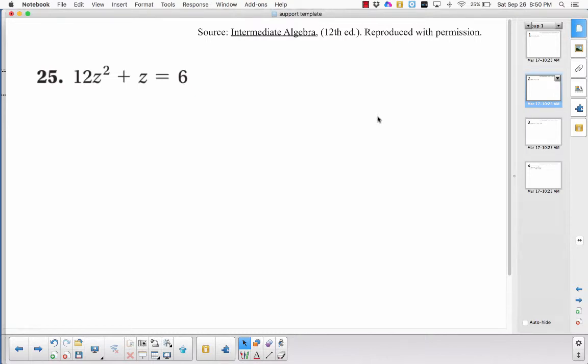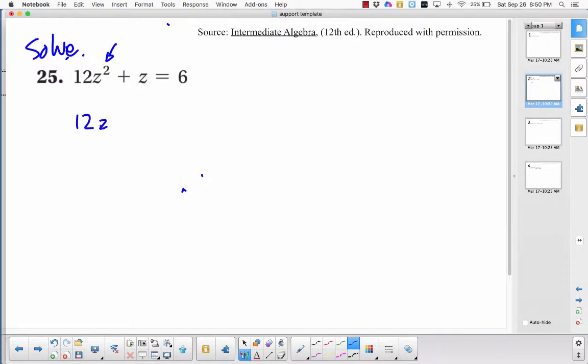All right, here's some questions that you can do that are asking to solve an equation. So they want us to solve this equation. If I see that it's a quadratic, there's a square in there, the first thing I'm going to do is bring everything over to one side. So it'll be 12z squared plus z minus 6 is equal to 0.